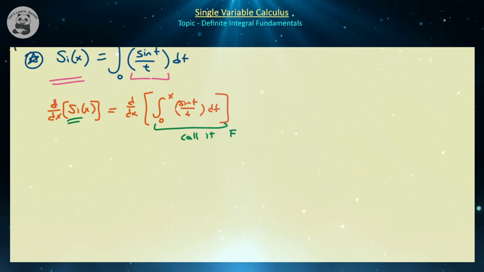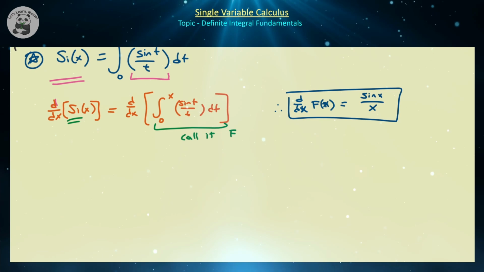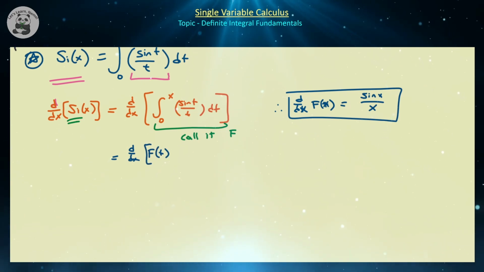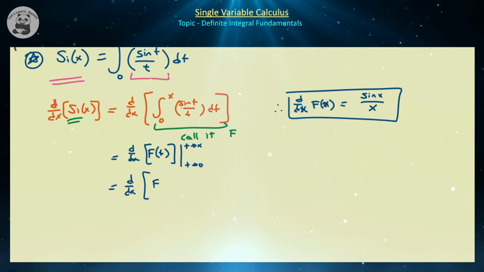So we're going to call the antiderivative of sine t over t to be F, right? So therefore, the derivative of F of t with respect to x will be equal to the sine of x over x. If that's the case, then what we're going to have here is the derivative of F of t, evaluated as t goes to x and as t goes to 0. So we're going to have the derivative of F of x minus F of 0.